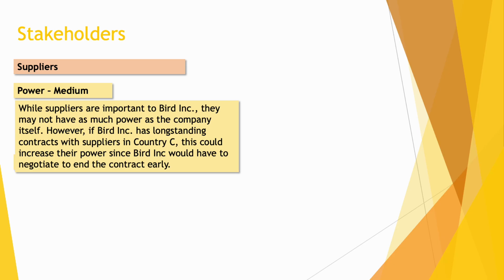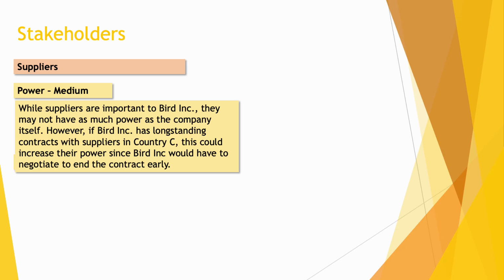However, it does mention that we have long-standing contracts with many of these suppliers in country C that could be very difficult to break. They may end up giving that group extra power. So you can argue this from different angles. So I've gone somewhere in the middle and said medium.